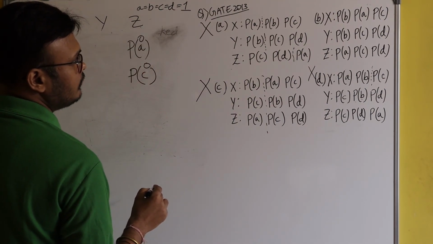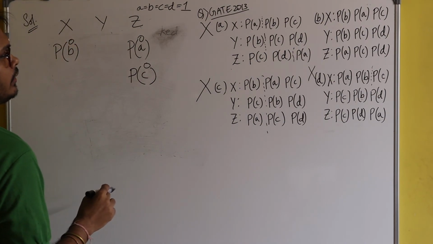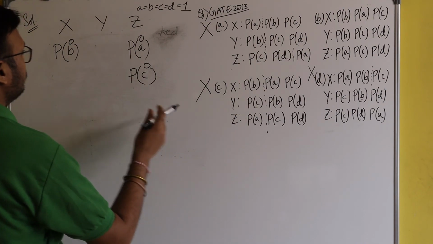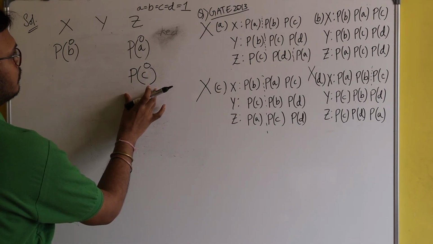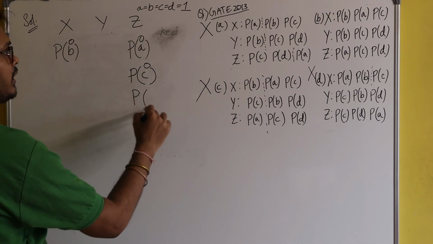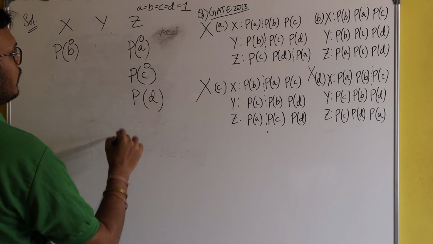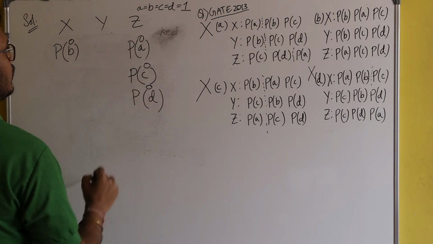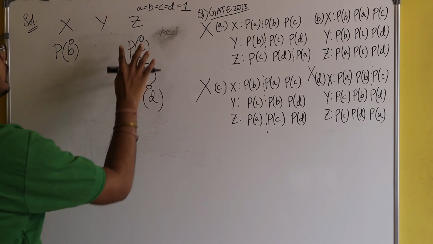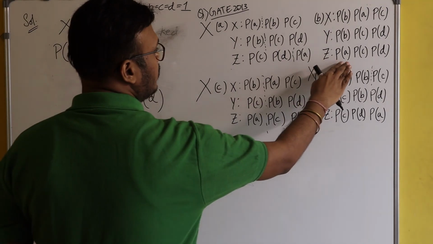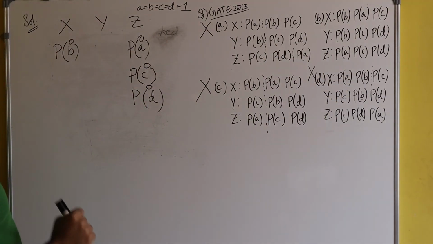After that, the CPU remains with process Z, and process Z applies P of D. Now the value of D is 1, so it will successfully execute P of D. So here you can see that process Z has successfully executed its total code, PA PC PD. It means the task of process Z is over.